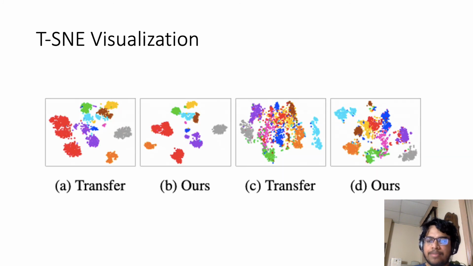Here we show some t-SNE visualization of 10 classes from the crop disease and EuroSAT dataset. We compare the embedding extracted from the transfer, that is the vanilla cross entropy method, and our approach. We see that our method creates better grouping on the embeddings of the target dataset, even though we do not use any labels from the target dataset during pre-training.